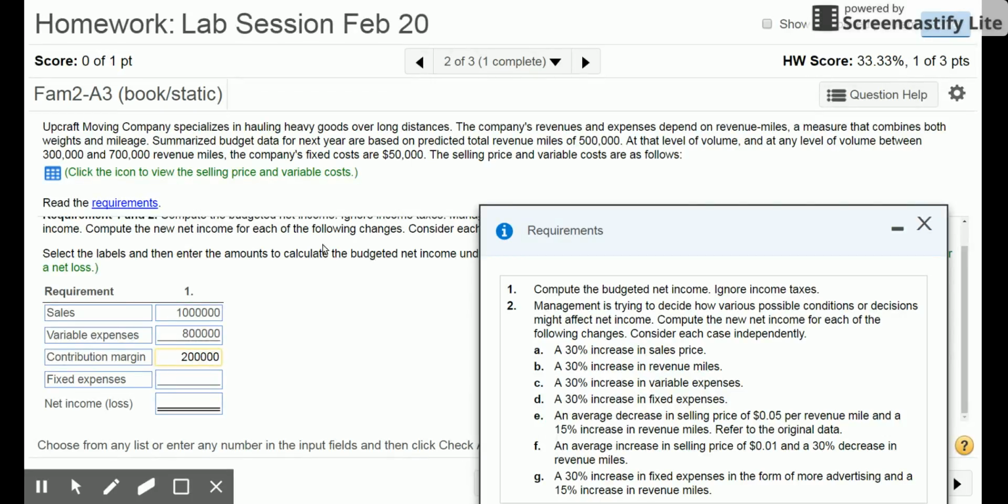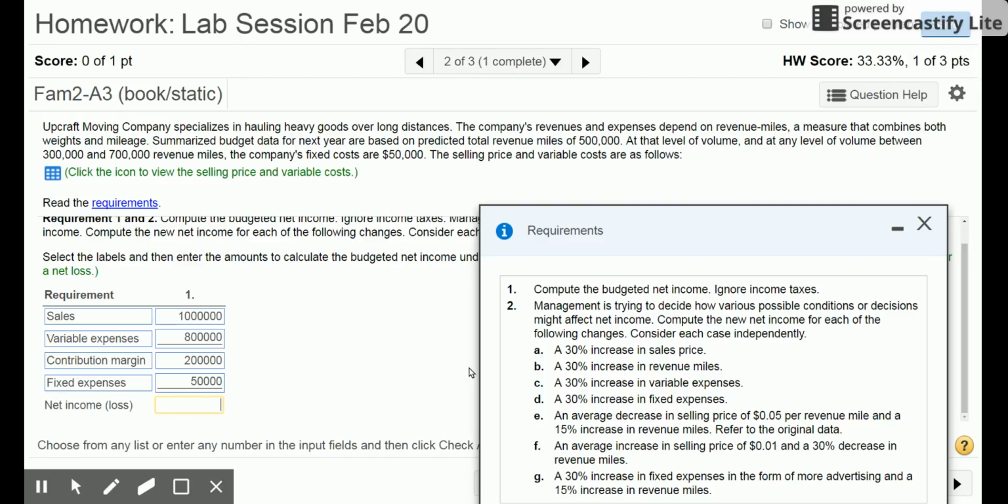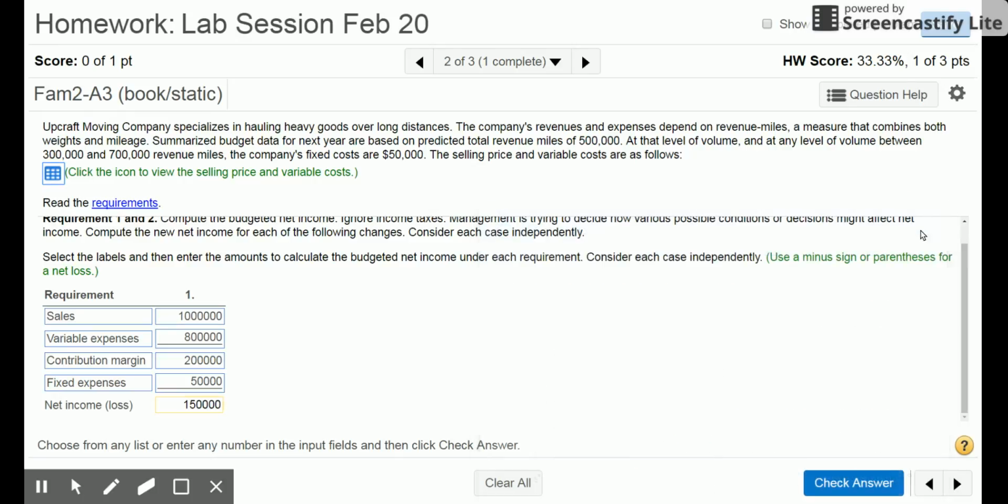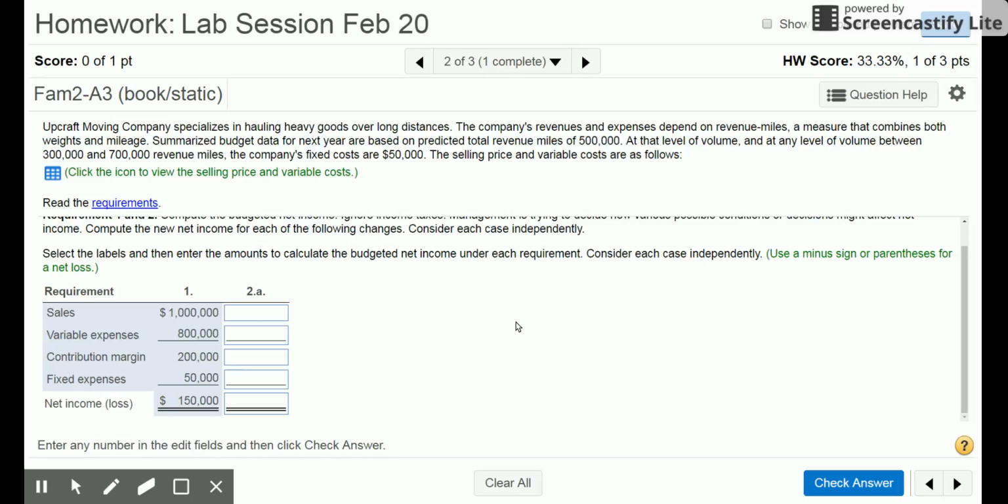And here it says anything between 300,000 miles to 700,000 revenue miles has a fixed cost of $50,000. So $50,000, which gives us a total net income of $150,000. So let's check the answer, and everything looks good.